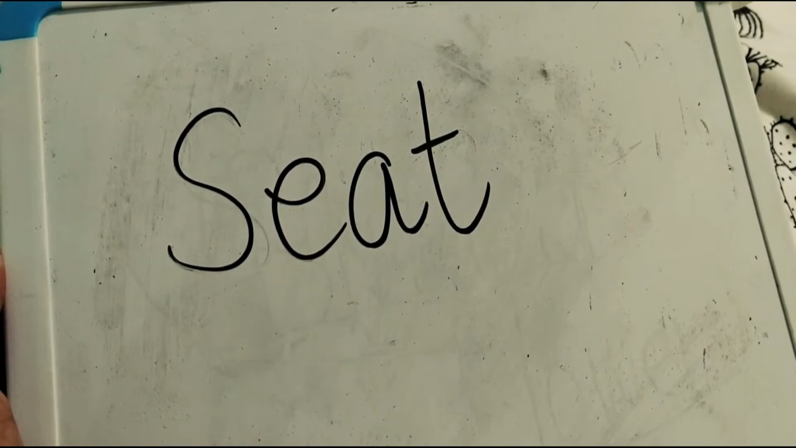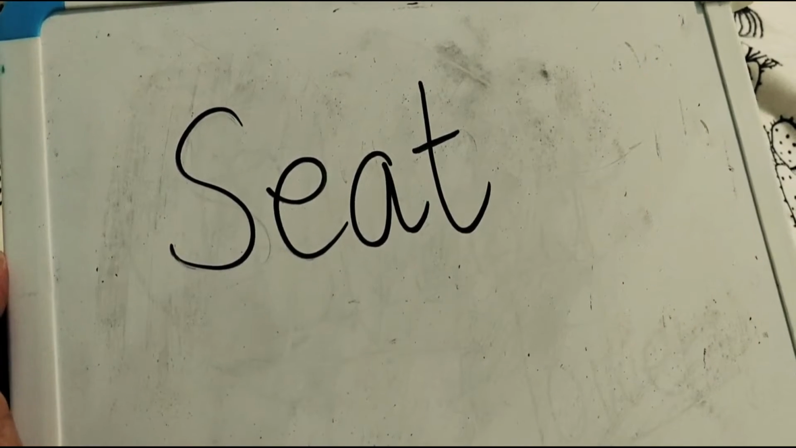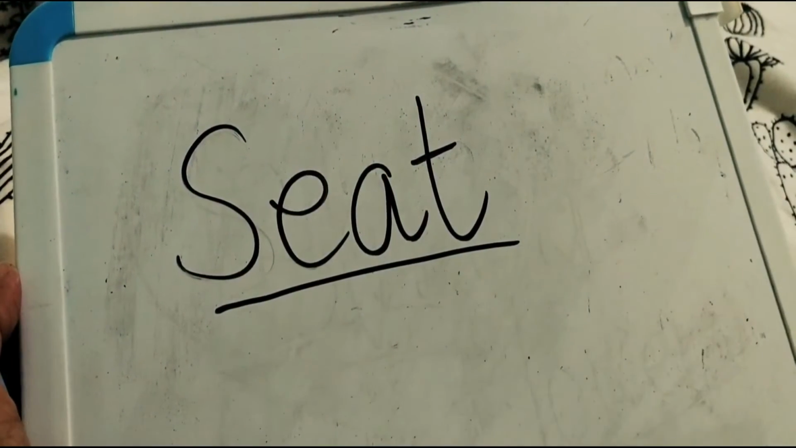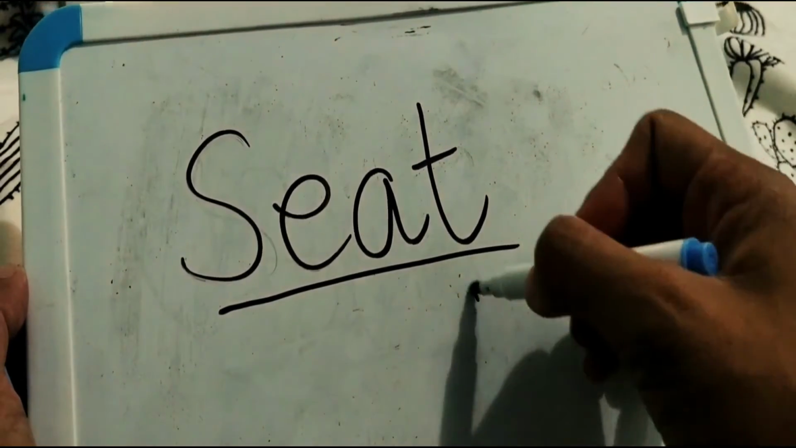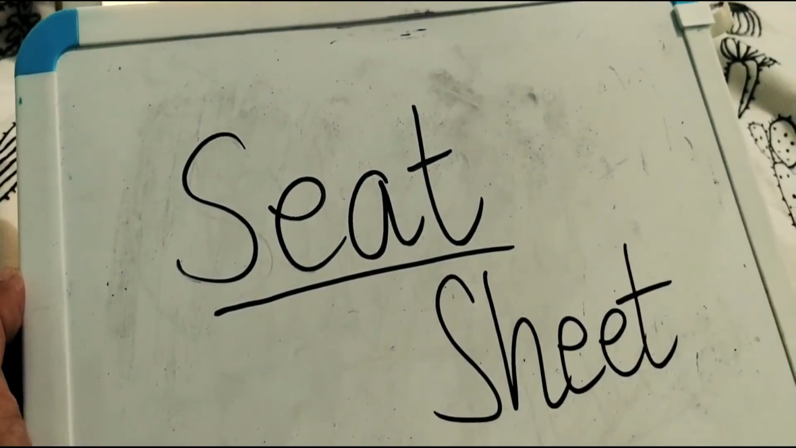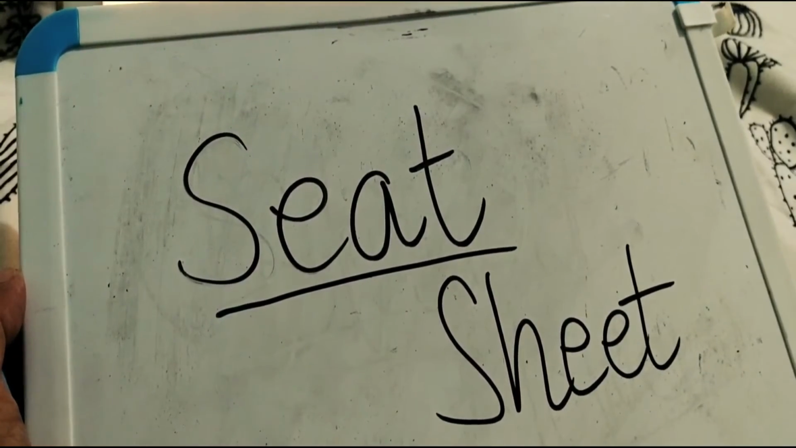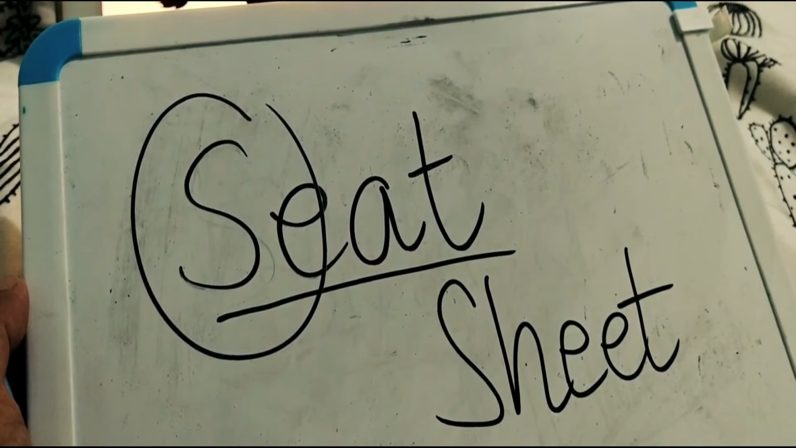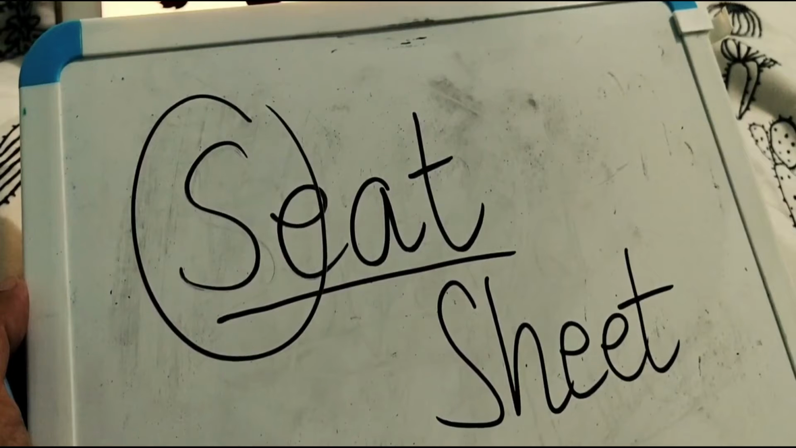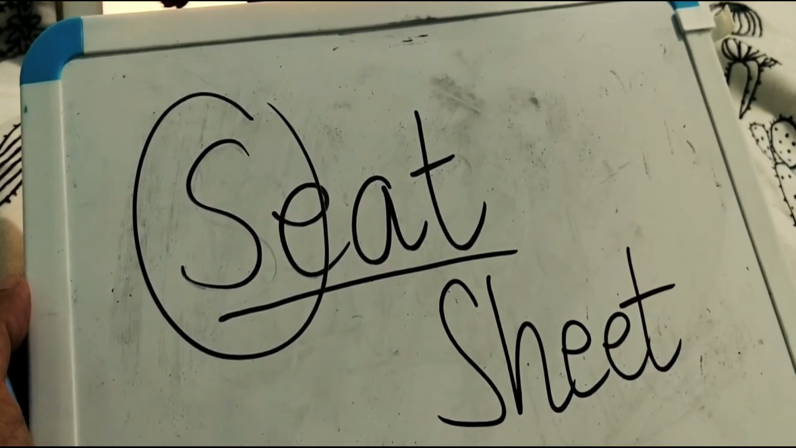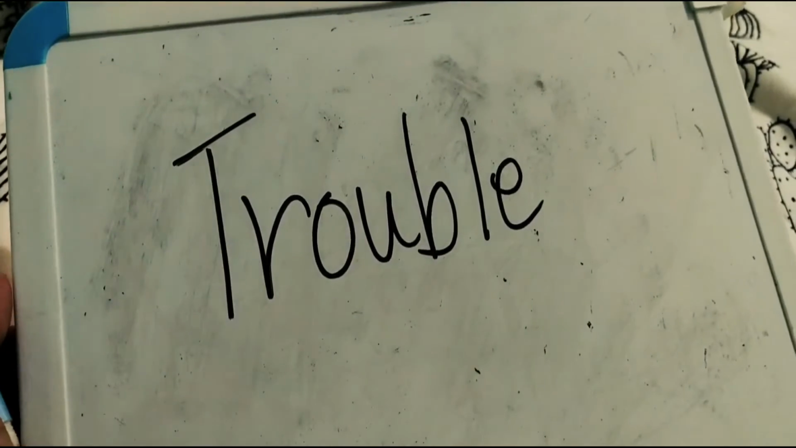Seat. Right. Seat. Not sheet. Sheet is S-H-E-E-T. Sheet. Right. But this is not SH sound. It's seat. A-B-C. Seat. Repeat after me. Seat.